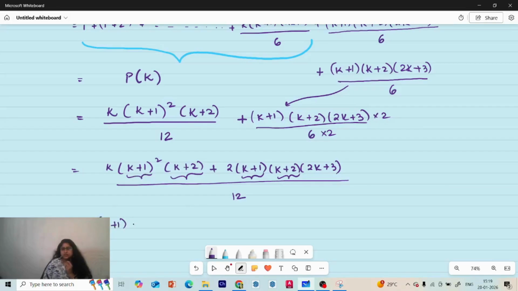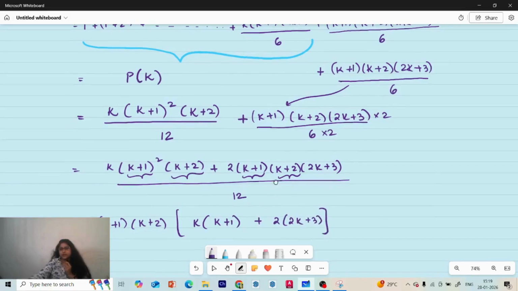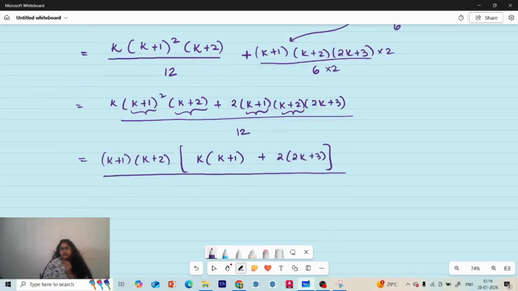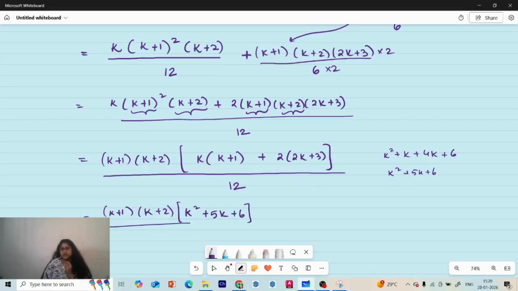Okay, so k plus 1 into k plus 2 బయటికి తీసేస్తే open the bracket, ఏం మిగులుతుంది, k into k plus 1 is left plus ఇక్కడ ఏం మిగిలింది, 2 into 2k plus 3 is left. Okay, whole divided by 12. So k plus 1 into k plus 2 into the open cheste em avutundana k square plus k plus 4k plus 6 kada, ante we got k square plus 5k plus 6. So I'm just writing that, okay, k square plus 5k plus 6 by 12.